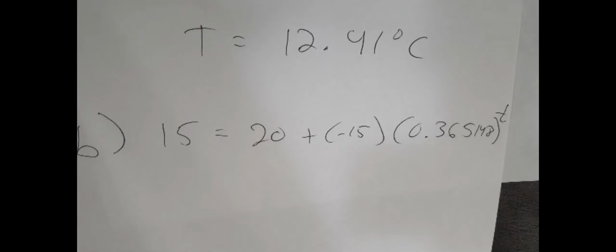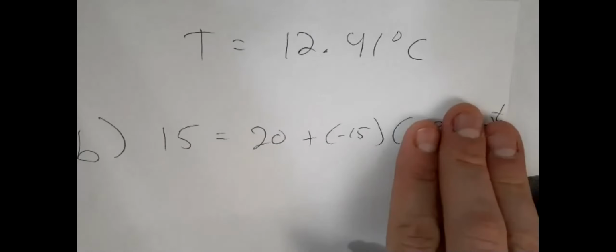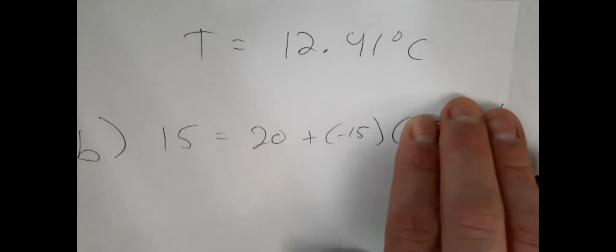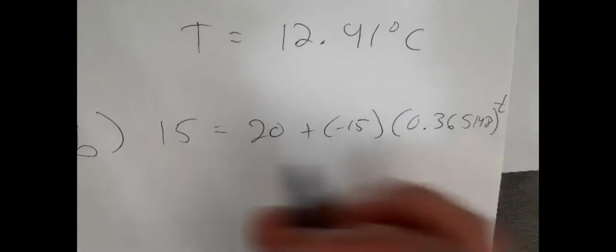So now we want to solve this thing for t. This does look a little wonky. Maybe it's not pretty numbers, but this is still the same thing, right? We look at this exponential like it's a variable all in itself. The first thing I need to do is subtract 20.